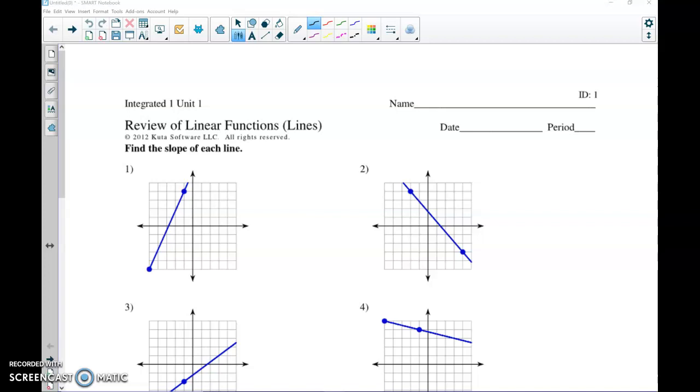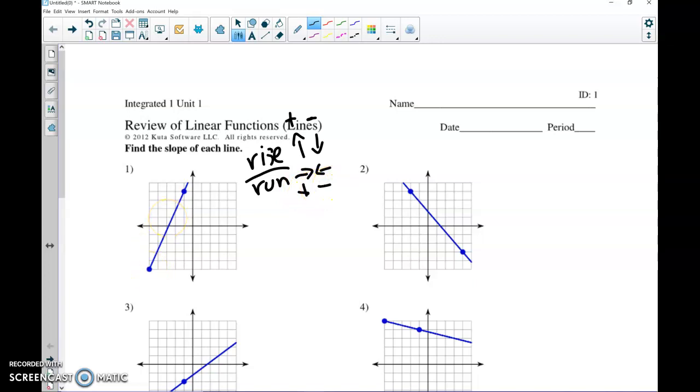So remember, when we're finding slope on a graph, we want to count the rise over the run. So rise, remember, is how much we go up or down, and run is how much we go right or left. If you remember, up is positive, down is negative, right is positive, left is negative.